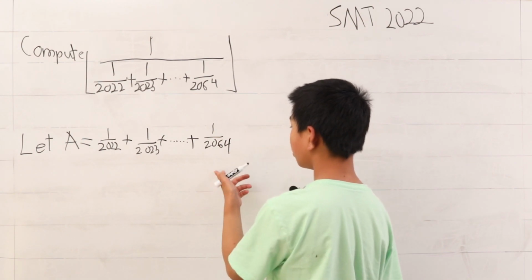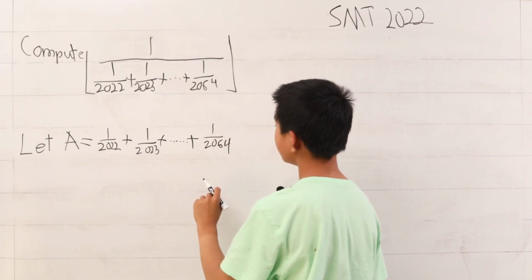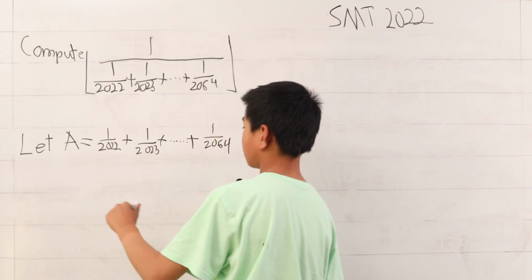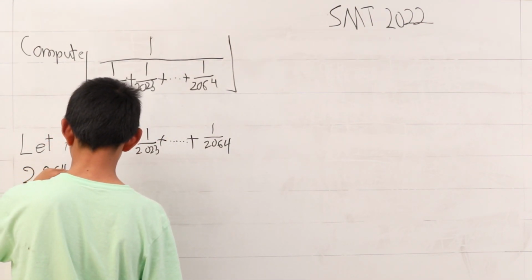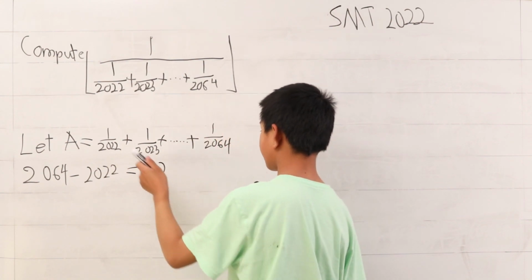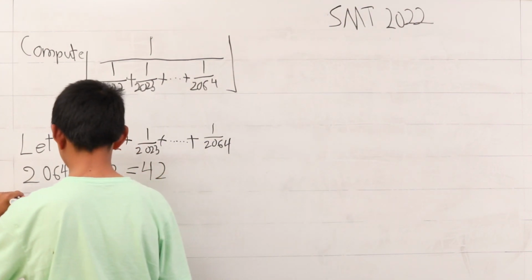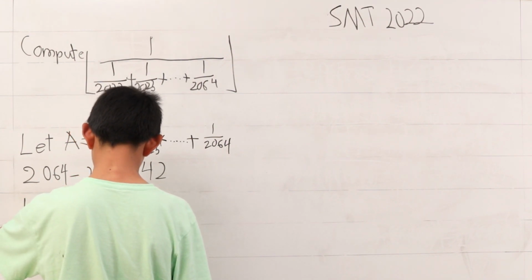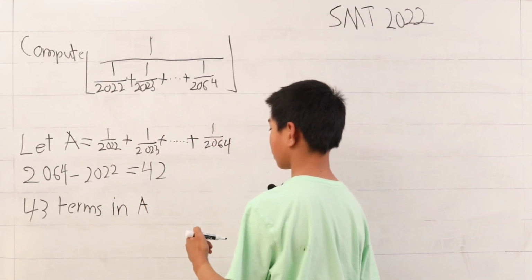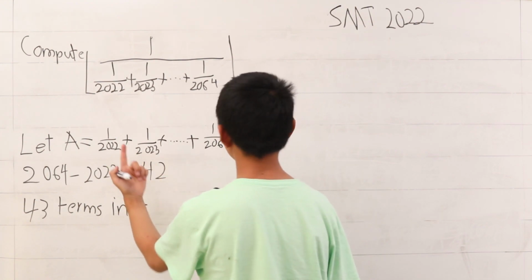Now, it's important to note something here. The first thing we can do is find how many numbers are in this sequence and basically set up an inequality. So, we subtract: 2064 minus 2022 is 42. So, 42 terms are being added here. But there is still the first term, so there are 43 terms in A in total.